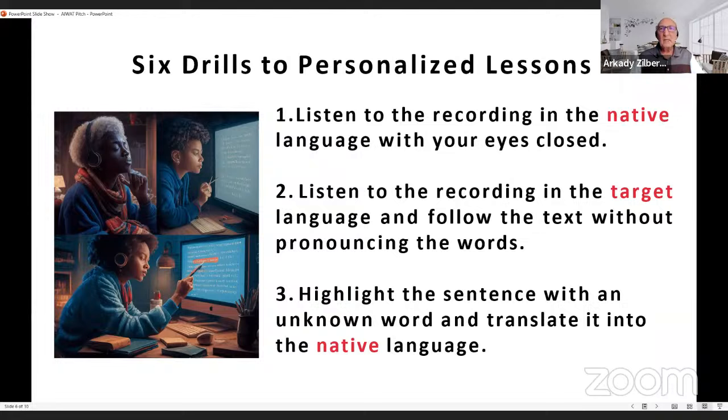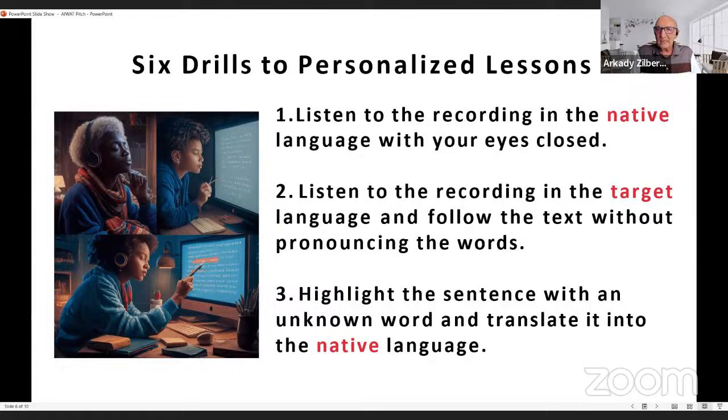Drill 1. Listen to the recording in the native language with your eyes closed. I'm talking about a personalized lesson created by AI, and in the first drill we use it in the native language and just listen to the recording with eyes closed.